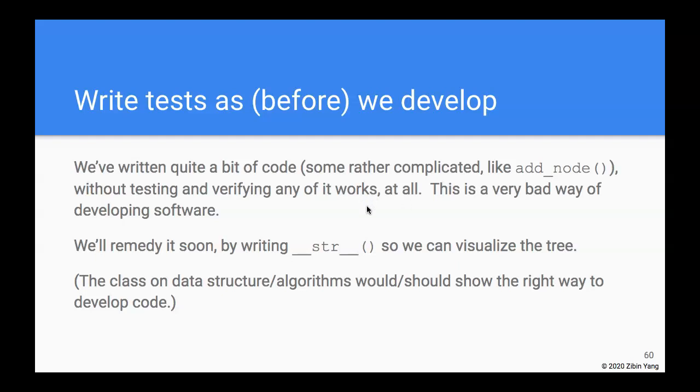This is not normally how I would approach coding, but we will try to fix that in the next video by writing the appropriate string method so we can really see what we've put into the tree, and hopefully they are correct. In the next class in the series, let's say 3C, in which you will study data structures in more detail, I will hopefully show you the right way to develop code for data structures, and that is to test as you implement the code, or even perhaps write tests before you do the implementation.